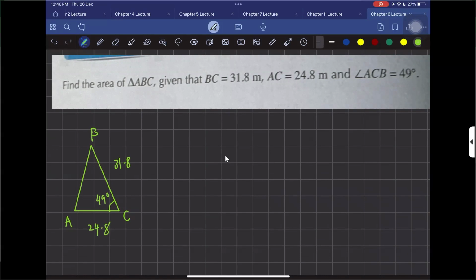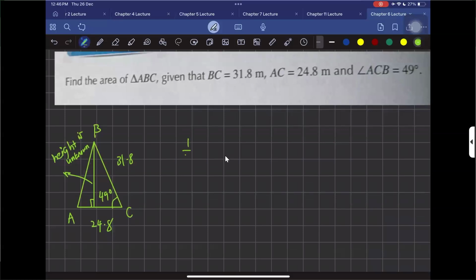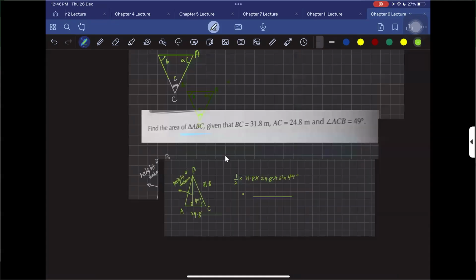In this case, if you're doing it the conventional way, we don't really know the height of this. Your height is unknown. So you won't be able to find the area of this triangle using your conventional formula, which is half base times height. Instead, you can use your trigo identity: half times 31.8 times 24.8 times sine 49 degrees. You type it in a calculator, you get the answer.